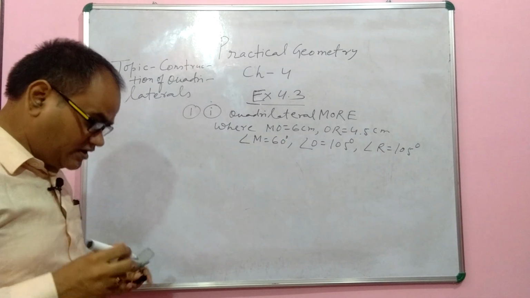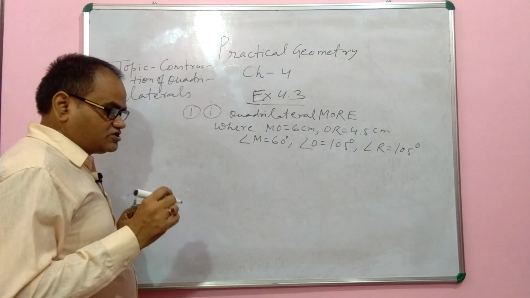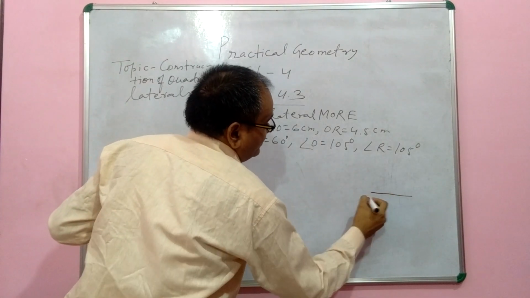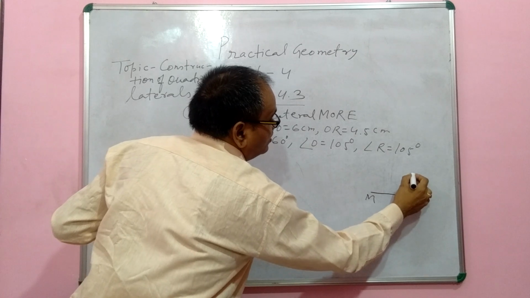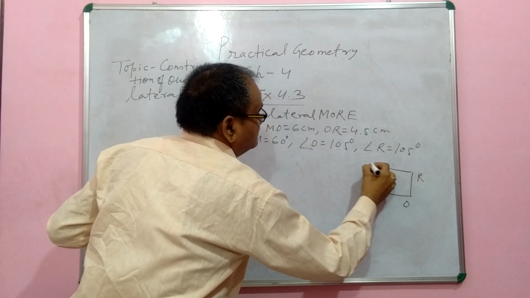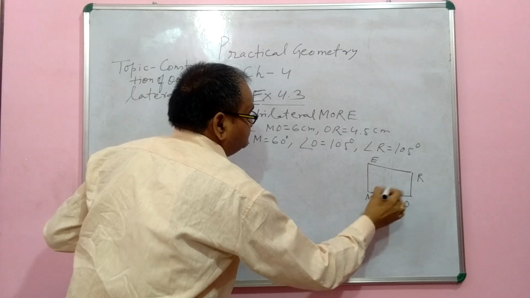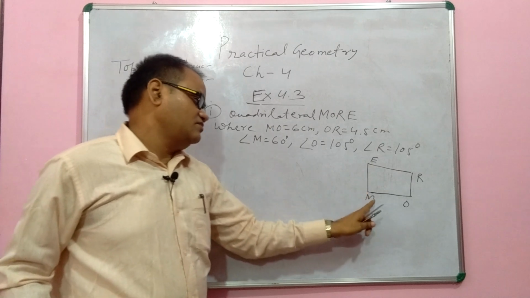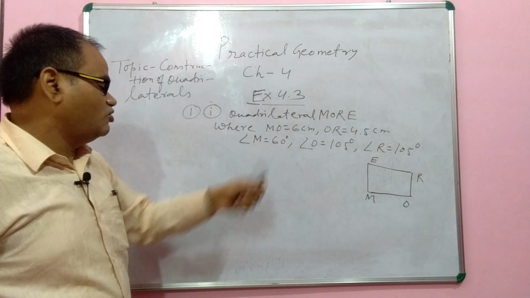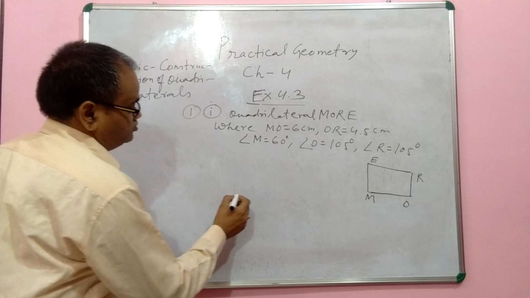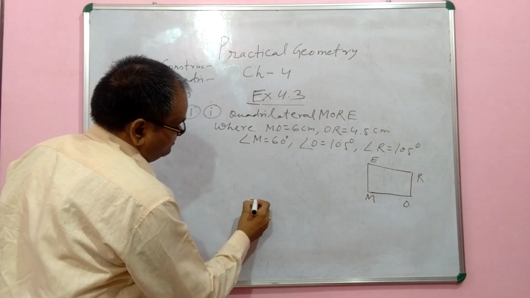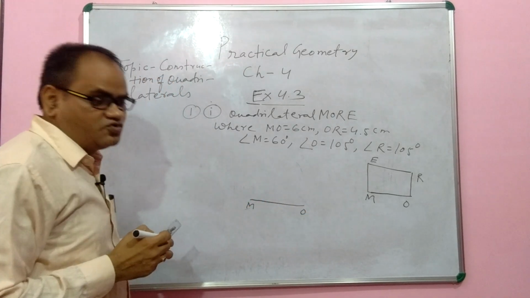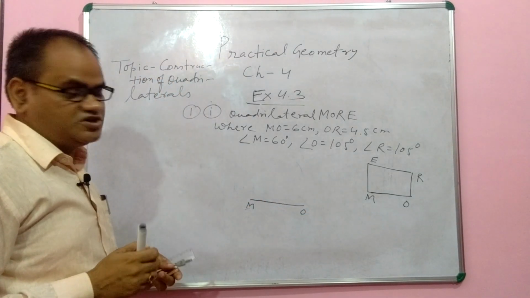I have told you earlier, I am telling you again, that before constructing quadrilateral you have to draw a rough figure. MORE, this is your rough figure. Look here, what is the base of this quadrilateral? Base of this quadrilateral is MO. What is the length of MO? MO equal to 6 centimeter. So first you draw MO with the help of compass and ruler, MO equal to 6 centimeter.